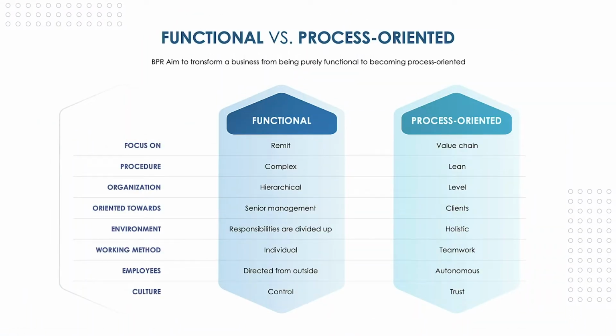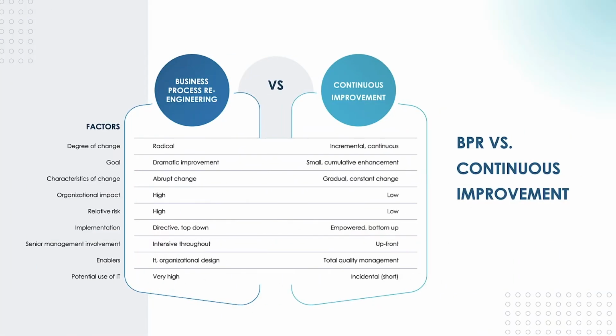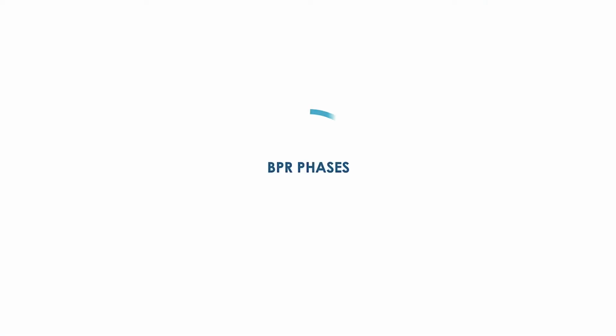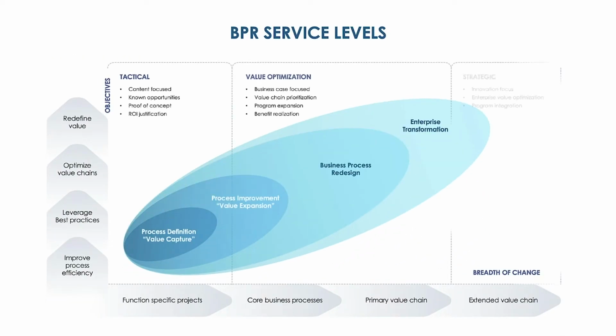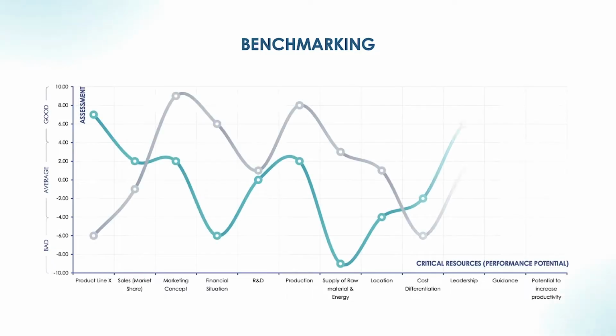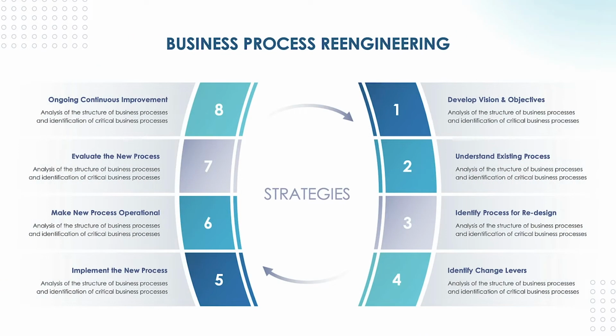BPR decreases management layers, accelerates workflows, and optimizes time-sensitive activities to transform your company into a lean, collaborative, and process-oriented organization. The template includes slides on function versus process orientation, BPR versus continuous improvement, BPR phases, common BPR tools, BPR service levels, change management, gap analysis, business benchmarking, value chain analysis, and top BPR strategies, plus many more.